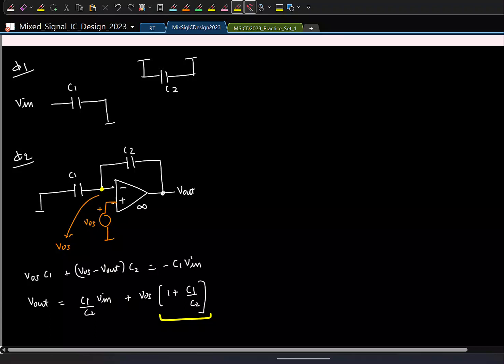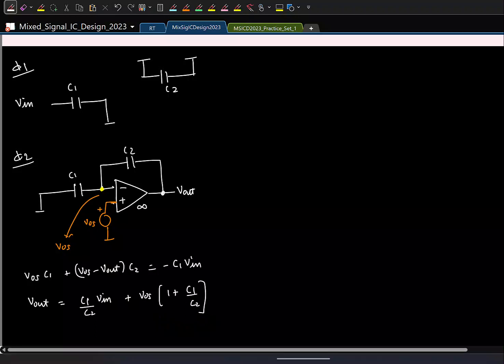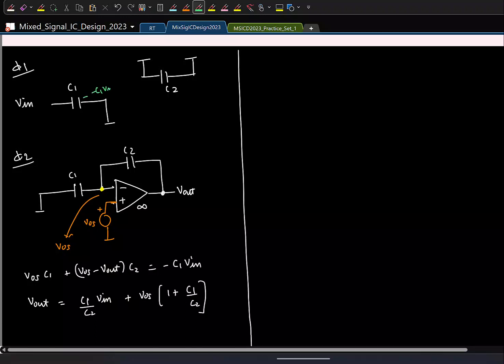So the effect of this op-amp's offset voltage is that it also introduces an offset voltage at the output, and the offset is basically amplified, right? Should it be minus C1 by C2? No. See, this charge here is minus C1 Vin, right? This minus C1 Vin charge is what will get transferred here, isn't it?